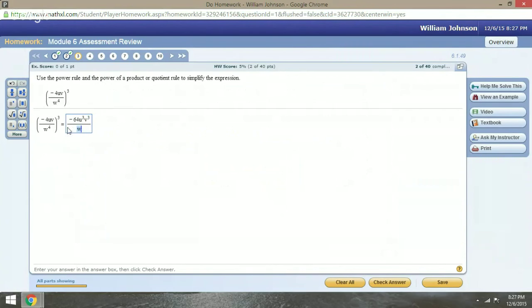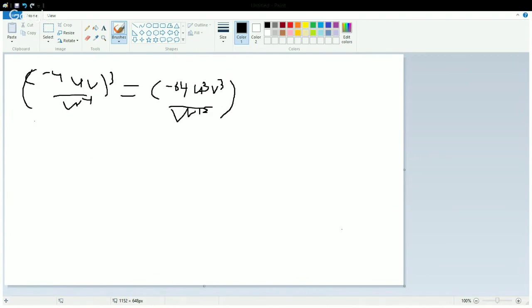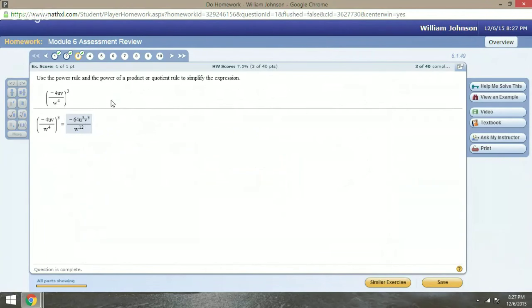All over w to the 12th. And if I screwed up, it was only on the w to the 12th. Oh, it worked. And I'm just going to show the working again for people to see on this end. So, yep. And now processing it, everything cubed is negative 4 cubed. Still processing. The next question.